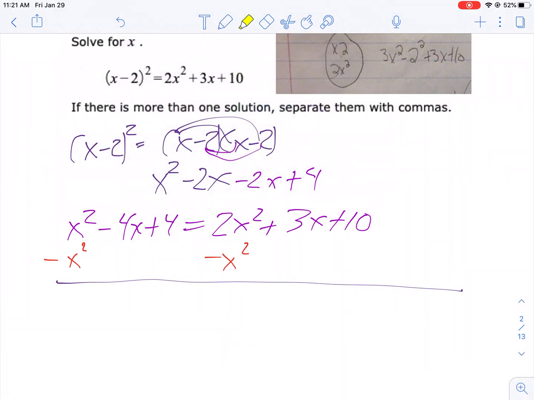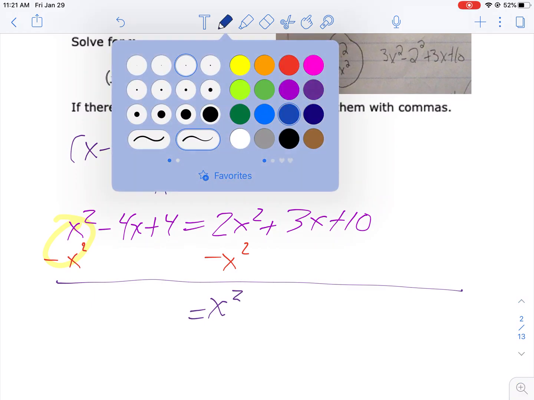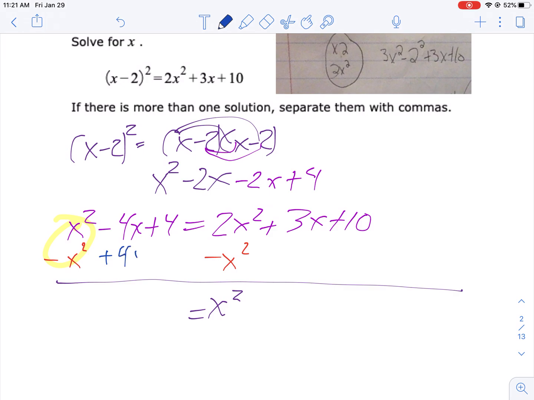Notice x squared minus x squared makes 0. On the right side, 2x squared minus x squared is positive 1x squared. Then we're going to add 4x to both sides. And notice, once again, the 4x's make 0 on the left side. On the right side, 3 plus 4 is 7x. And then finally, we'll subtract 4 from both sides.